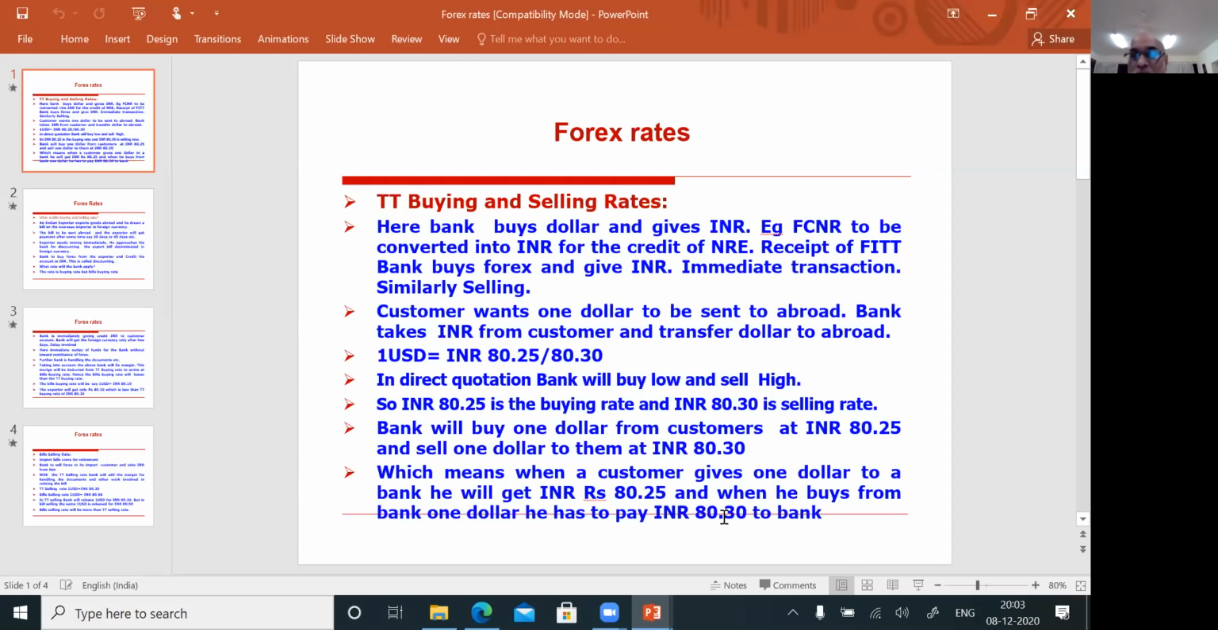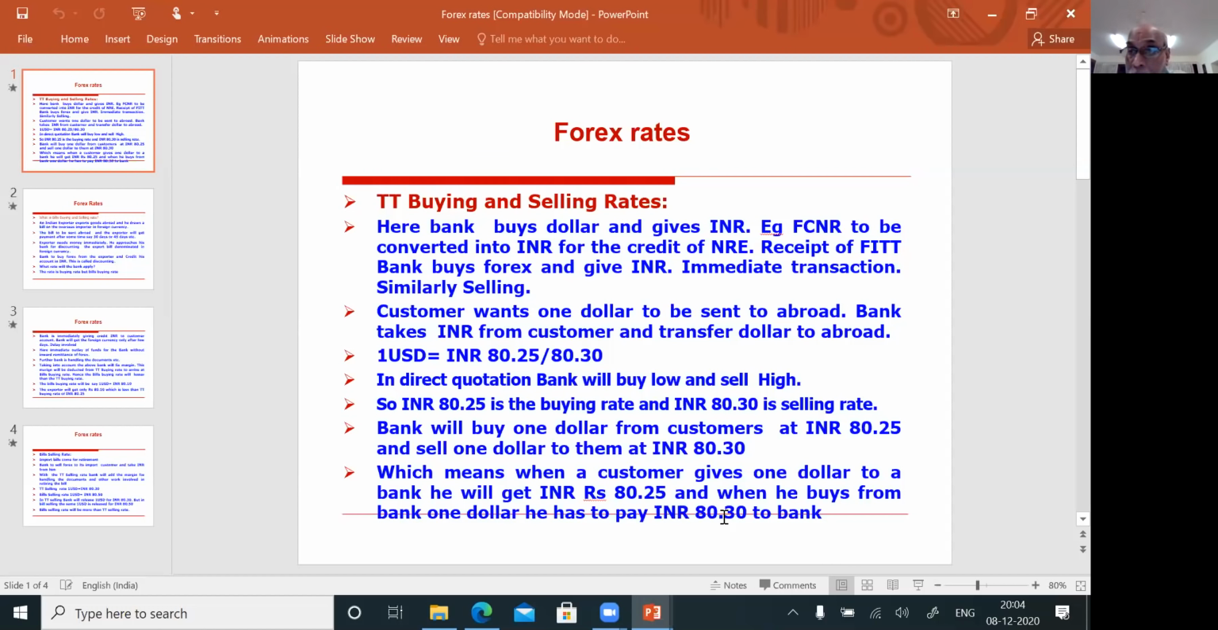And at what rate will you discount? You will discount at the bills buying rate. You will discount it at a bills buying rate. The bills buying rate will be further less than the TT buying rate. Why? Because when you immediately purchase foreign currency from him, you get the foreign currency, you give credit at 80.25.